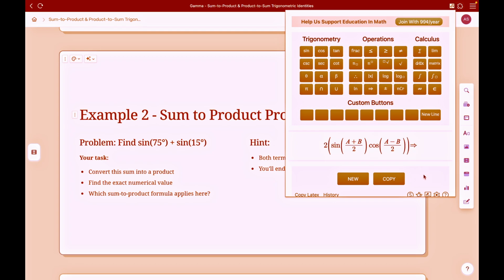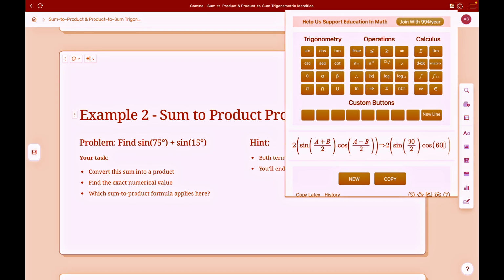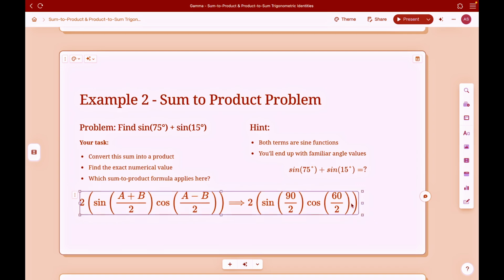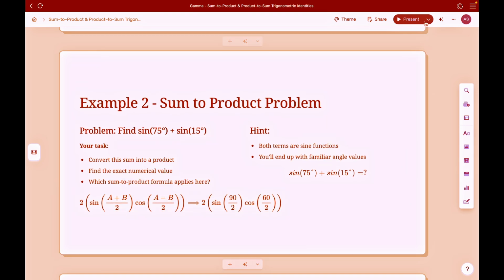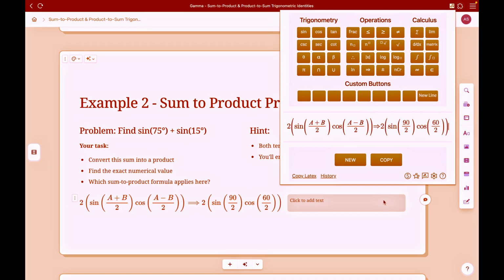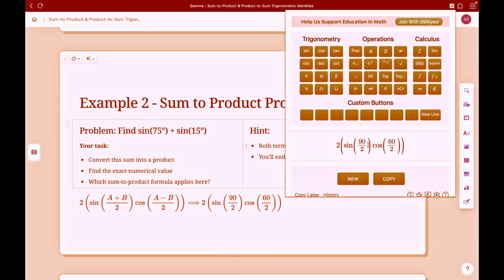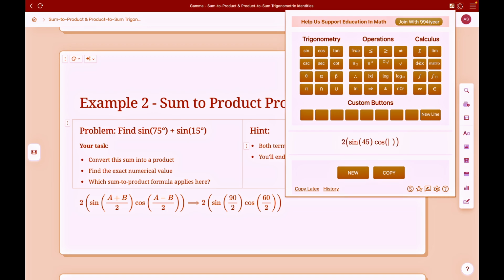So our next step is to substitute. This becomes 2 of sine 75 plus 15 is 90, 90 over 2 over here. And then we have cosine 75 minus 15 is 60, so we have 60 over 2 right over here. This is some of the first steps of the problem, and then after that, this will just be to algebraically simplify. So our next step after we substituted everything is to get this down even further. So we have sine of 45 times cosine of 30.